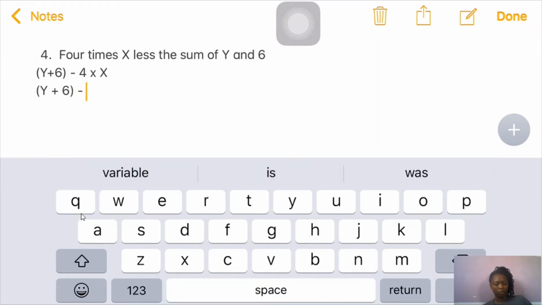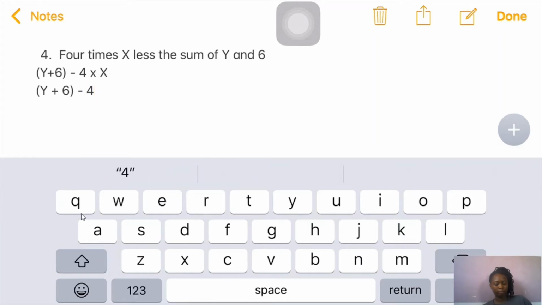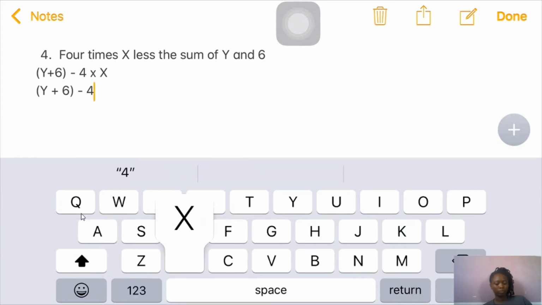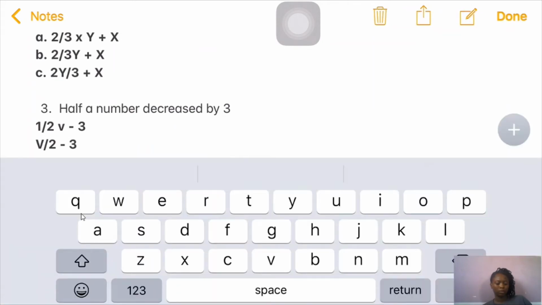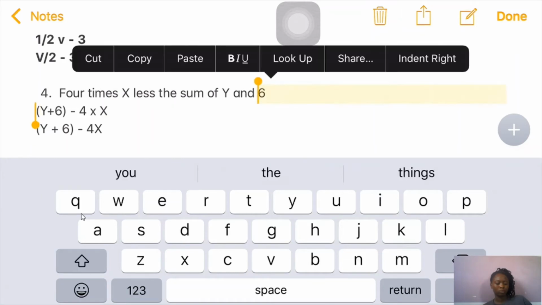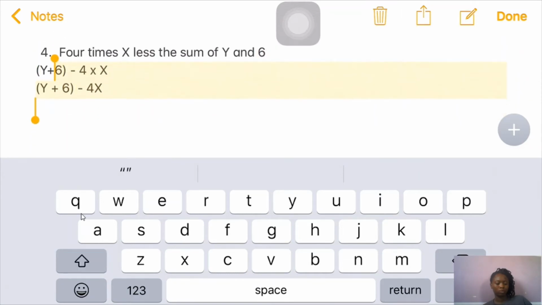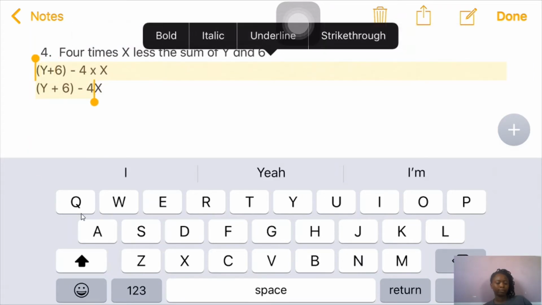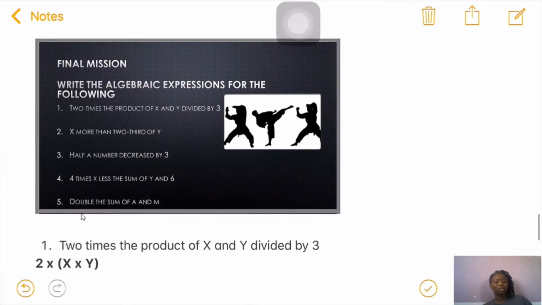Minus 4x. So any of this is correct. Then the final one, double the sum of a and m.